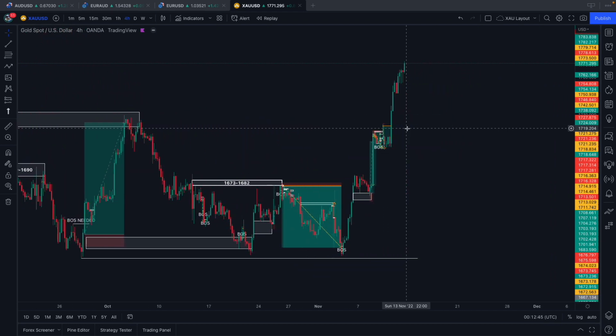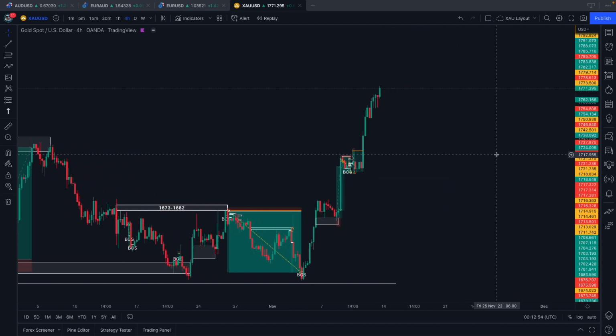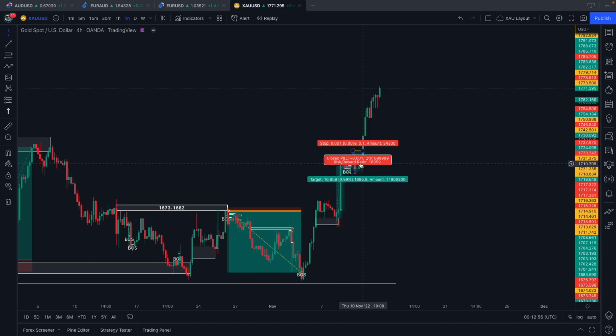So what I'll be looking to do is find areas within this impulsive wave for price to pull back into, giving us a refined entry, and then we can look to trade this market higher. Okay, so this could be an area to look for, so could this.